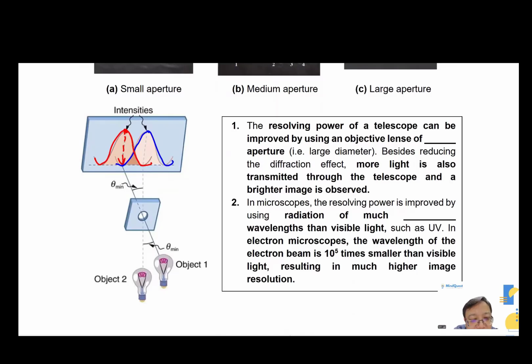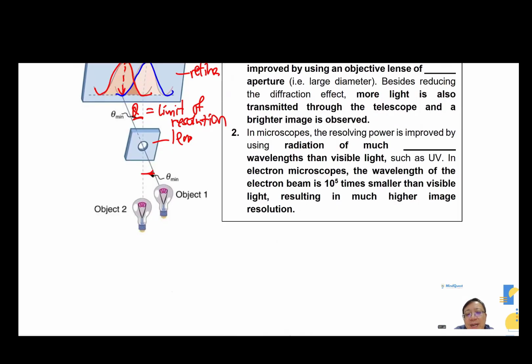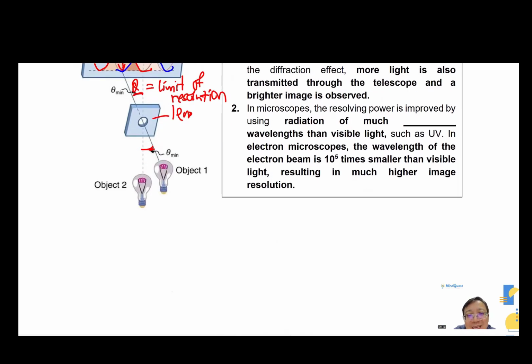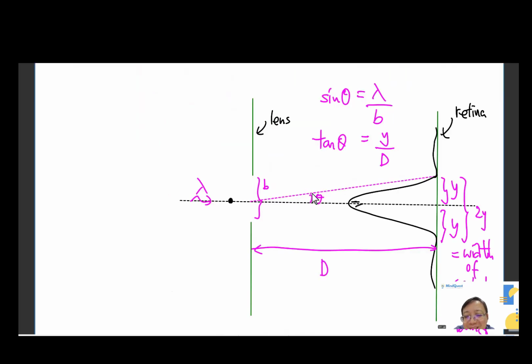We say these are the two objects, like two pimples or two stars, you know. This is your lens, this is your retina. So this angle theta is the closest angle possible between them. This is what we call the limit of resolution. Limit of resolution means the closest possible so that these two images are just resolved. And do you realize this theta is actually equivalent to this theta? Everybody? Do you realize that? So if we extend this backwards, this theta and this theta are the same.